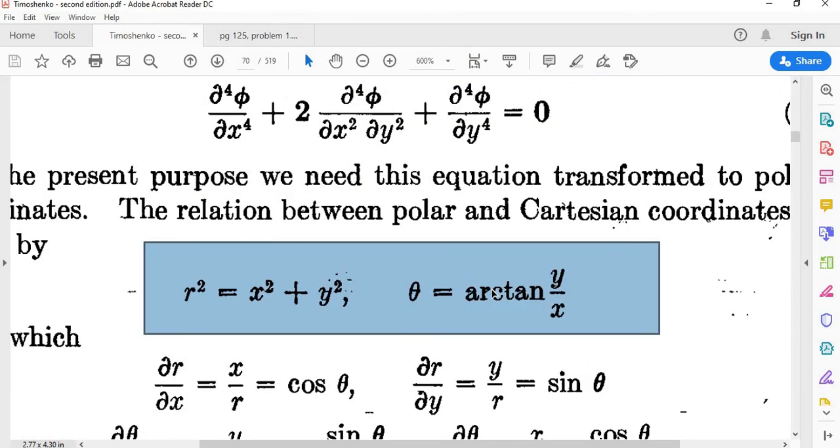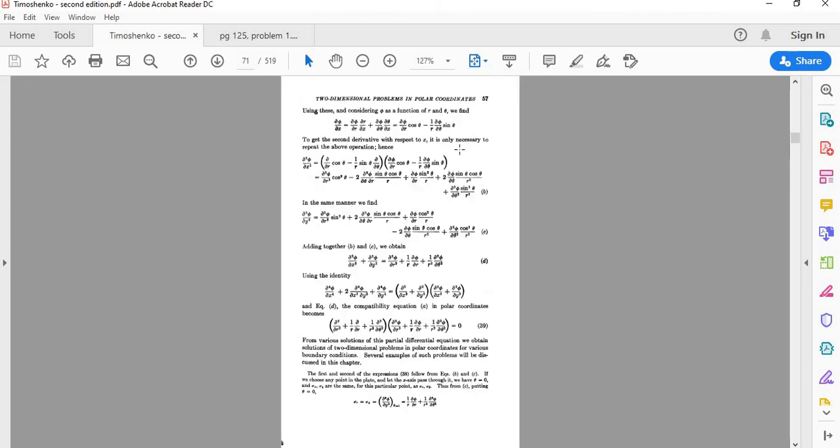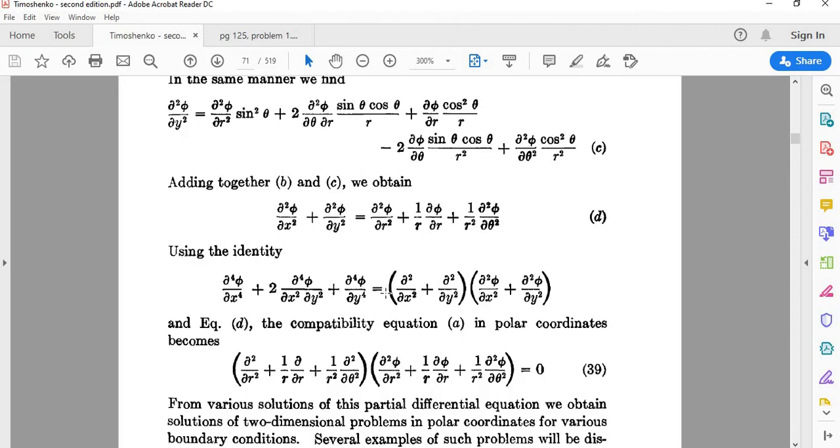So this was a simple problem just to verify an intermediate equation. Okay, hope it is clear.